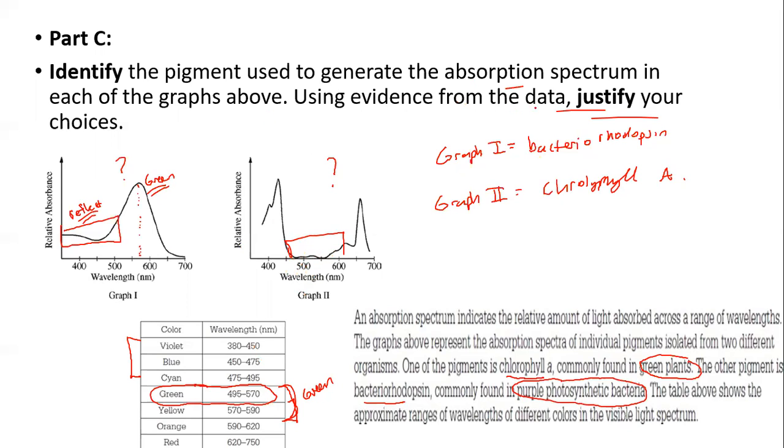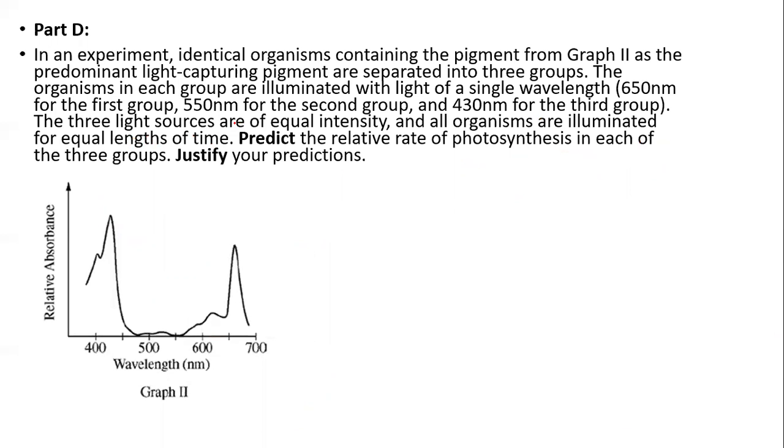So using the evidence of the data to justify your response, you would just have to explain that if it absorbs it, it's not actually going to be that color. Whatever it's unable to absorb, that's the color that you would actually be able to see. So that's how you would justify your response on that one. So moving on to the last one for this question, for part D.